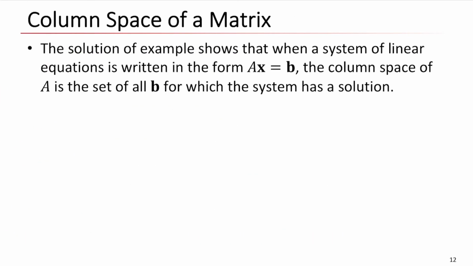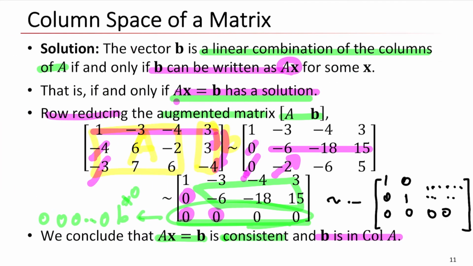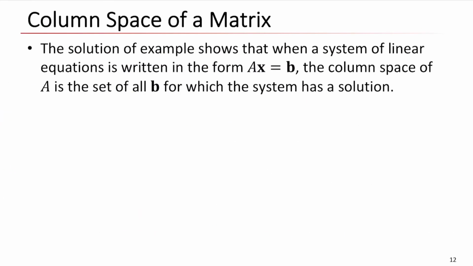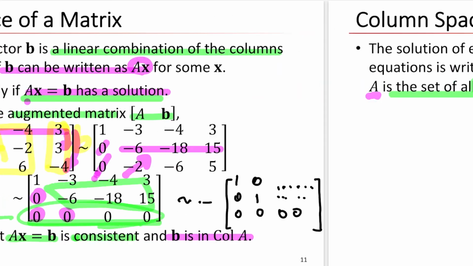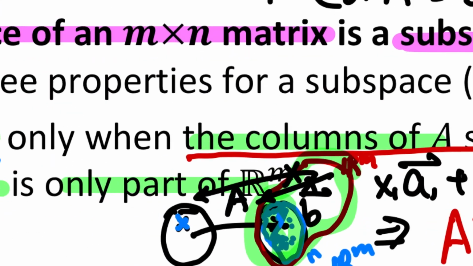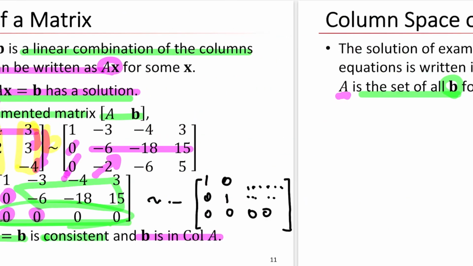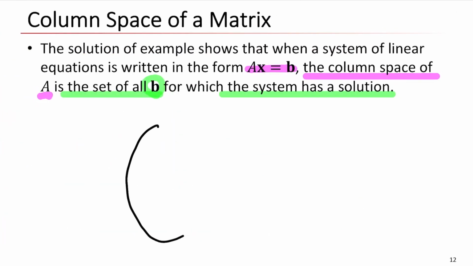Okay, to summarize, the solution of the above example shows that when a system of linear equations is written in the form Ax equals b, the column space of A is the set of all b for which the system has a solution. So if you read through this figure, there is a solution space, something like that.